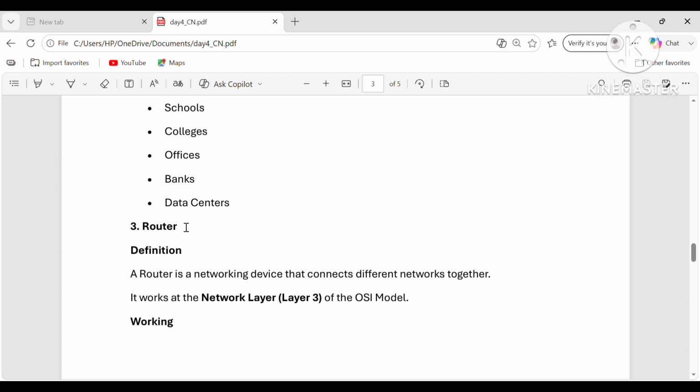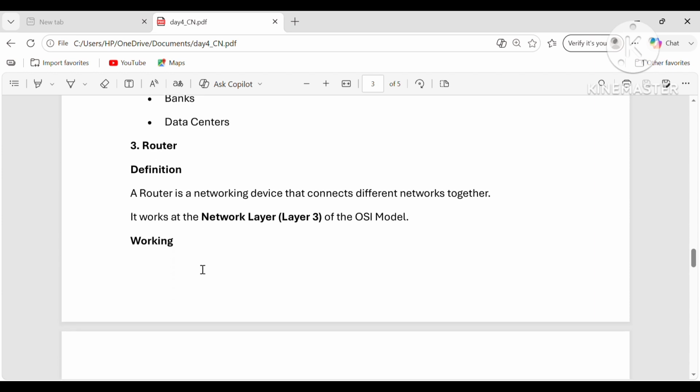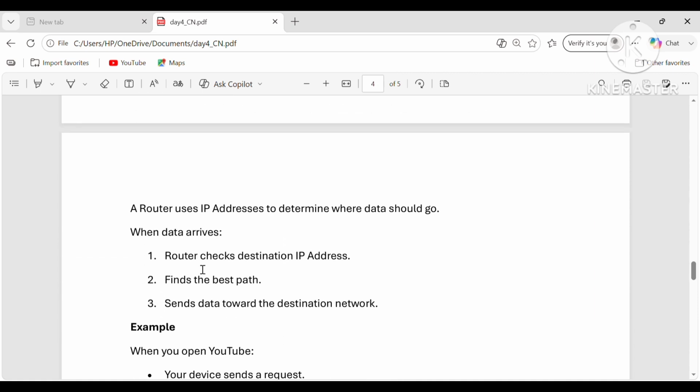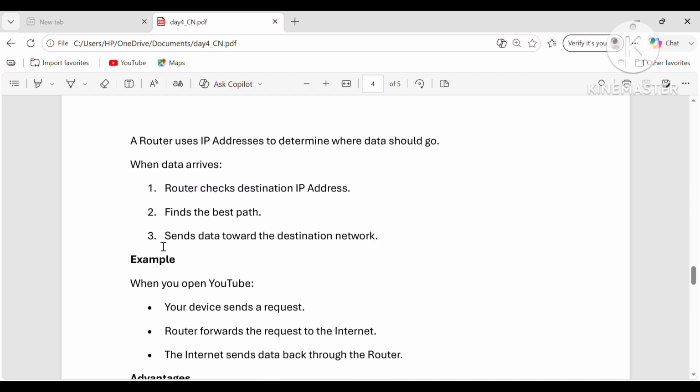Now let's discuss the router. A router is a networking device that connects different networks together. It works at the network layer 3 of the OSI model. The working principle is: the router checks the destination IP address, finds the best path, sends data towards the destination network.